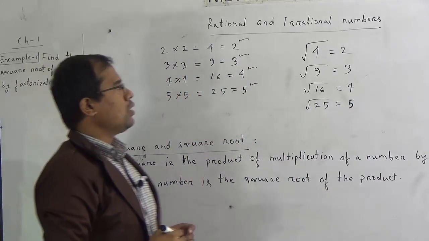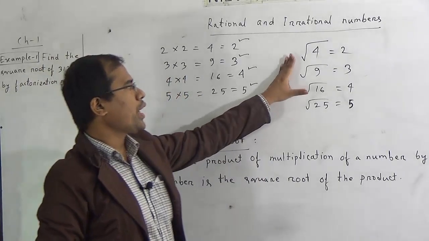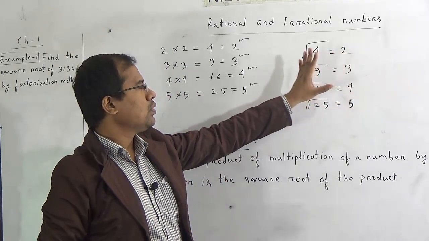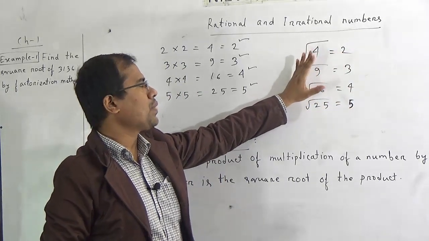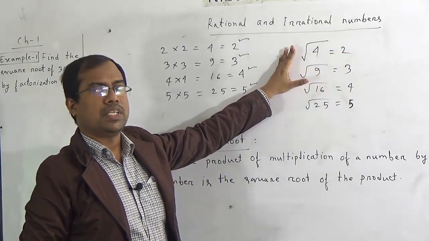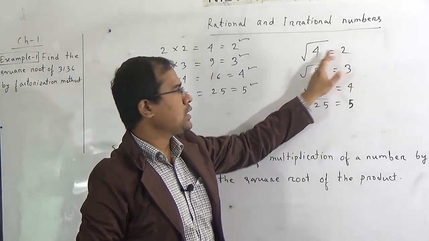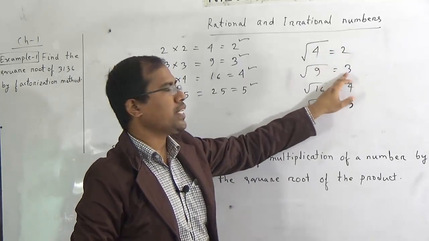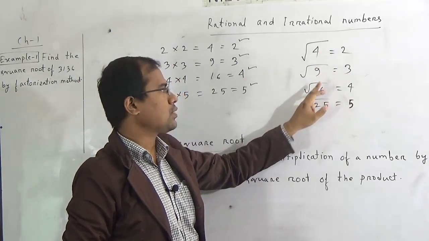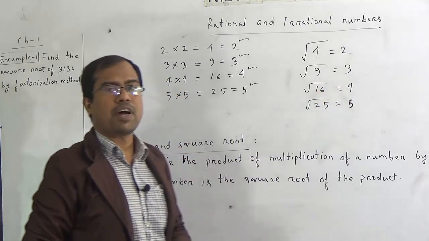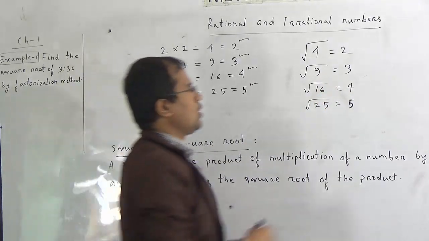The number whose square root is an integer, these types of numbers are called perfect square numbers. Here the square root of 4 is 2, so this is a perfect square number. The square root of 9 is 3, so 9 is a perfect square number. The square root of 16 is 4, so 16 is a perfect square number.